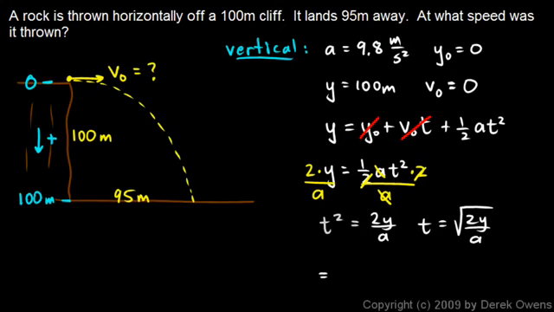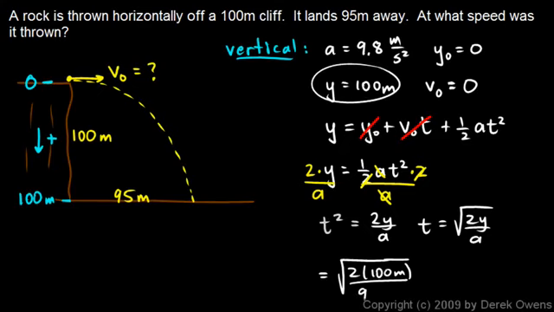And so let's put in those numbers. That's the square root of 2 times 100 meters. Y there, that's our final position, 100 meters, over a, which is 9.8 meters per second squared. So you take out the calculator. 2 times 100 is 200. You divide that by 9.8, and then you take the square root of all of that, and it comes out to 4.52 seconds.